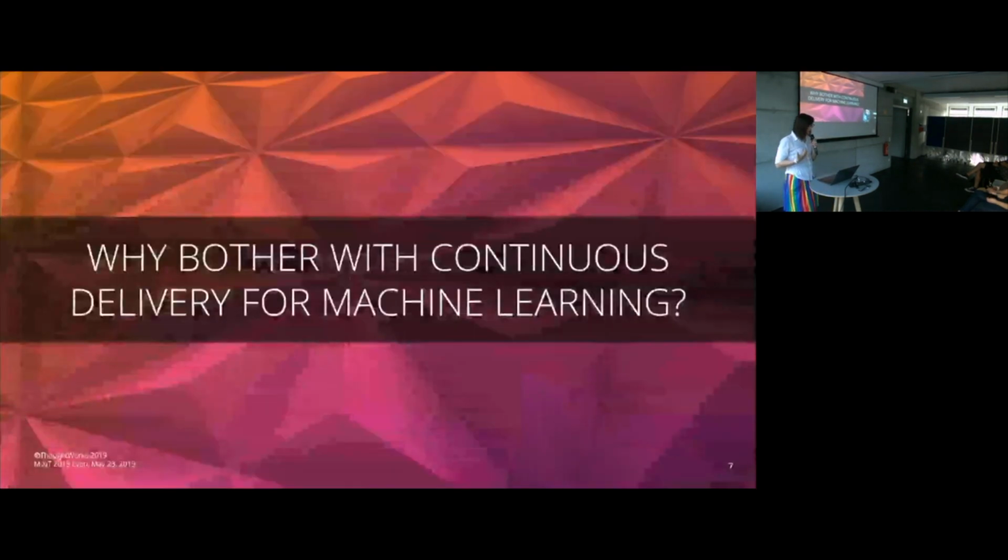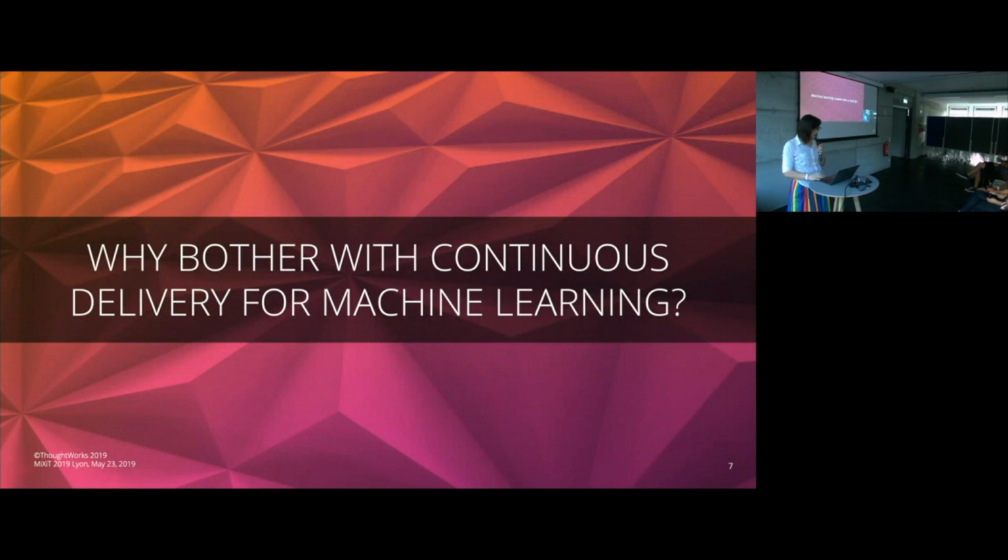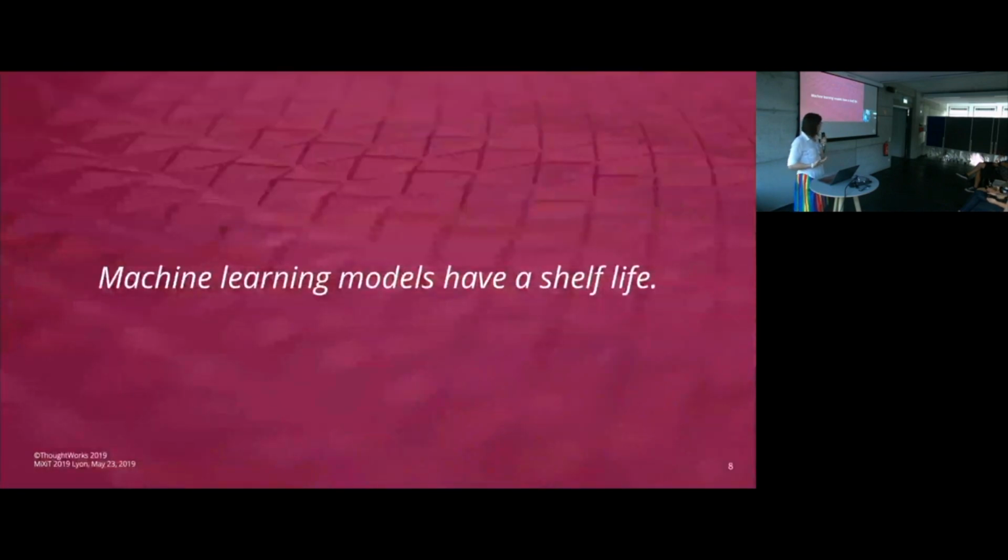So if it's hard, why even bother with continuous delivery for machine learning? Why bother doing this at all? And that's because machine learning models have a shelf life. Your data goes stale, your models go stale, your customers grow and evolve, your markets grow and evolve. And if it takes you 14 or 16 months to put a single machine learning model out into production, that's probably stale by the time you get it there.